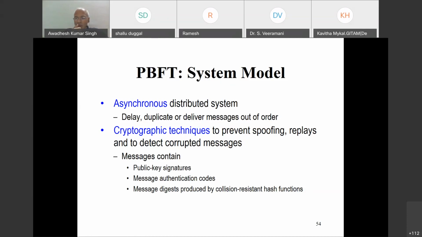Collision resistant means, number one, the hash function is irreversible. Once from the message you have created a hash value, you cannot generate the message back from the hash value. And number two, for each message it generates a unique hash. That's why it is called the collision resistant hash function. So remember only two points. Number one, it is an asynchronous system. It can delay, duplicate, or deliver messages out of order. And number two, problems like spoofing, replay, failure, etc., are controlled by these cryptographic solutions. We will not go into detail. Maybe in some other lecture you will be discussing that.